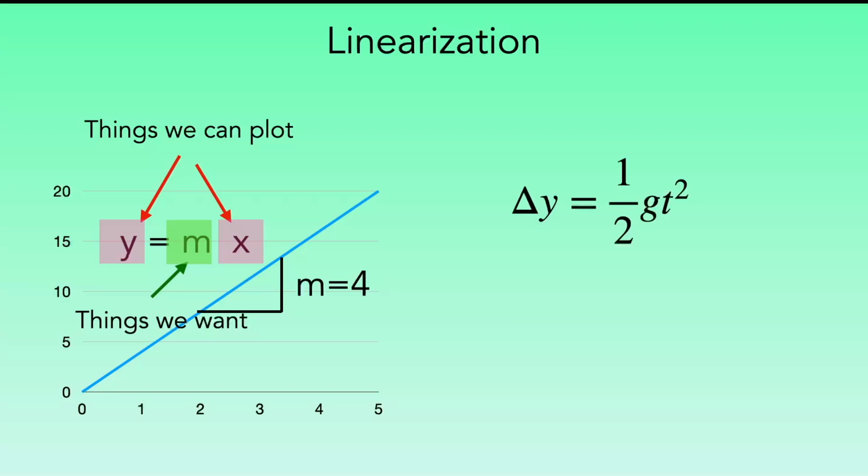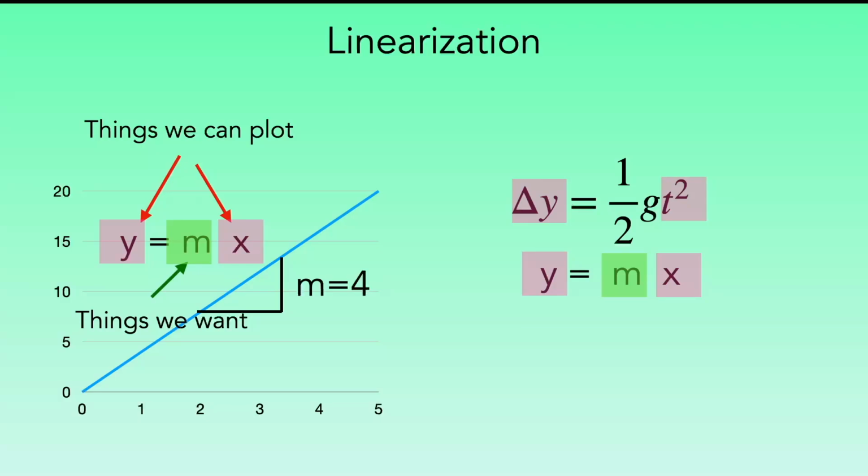Here's how it would work with our example. Delta y equals 1/2 gt squared. How can I make that look like y equals mx? Well, I could graph delta y on the y-axis. I could graph t squared on the x-axis. Then the slope, m, would be 1/2 g. So let's just say if the slope was 4, then that equals 1/2 g. g would equal 8. So we could find g from that.